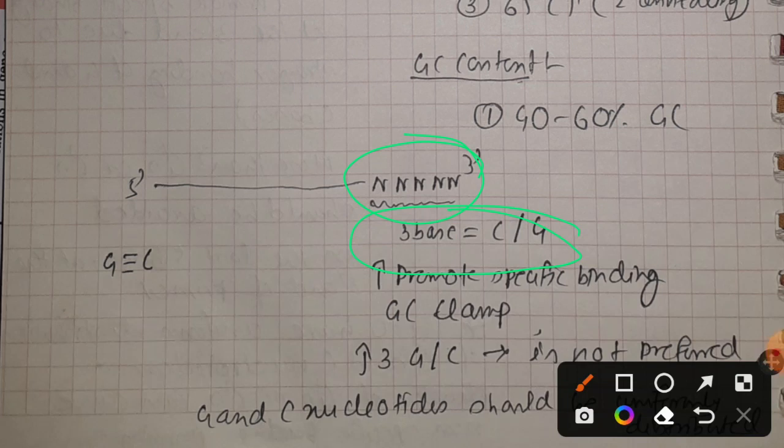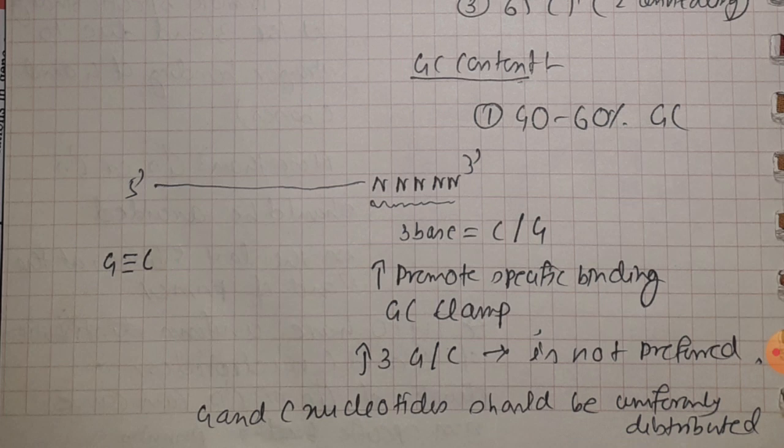If we keep maximum 3 bases C or G, then it will promote specific binding. Remember it very carefully, because we all know that between G and C there are 3 hydrogen bonds, right? So they will specifically bind with our target DNA. Clear? But similarly, if we use greater than 3 G or C, then it will create problems, because it can promote mismatch hybridization and other problematic things that we do not prefer during PCR.